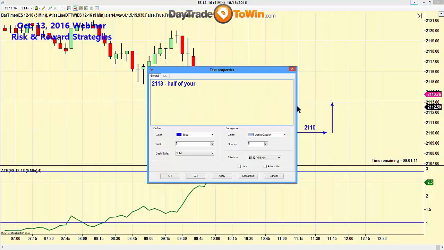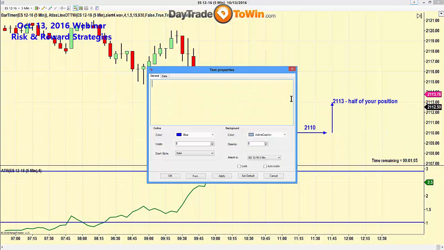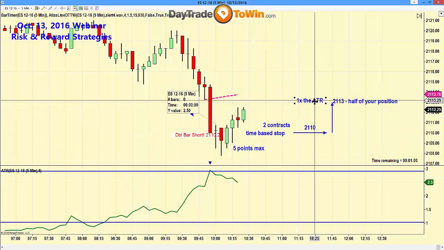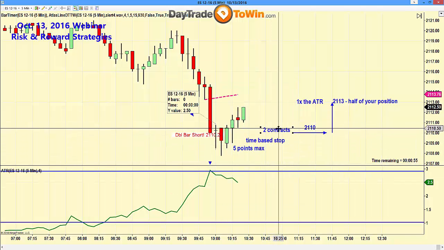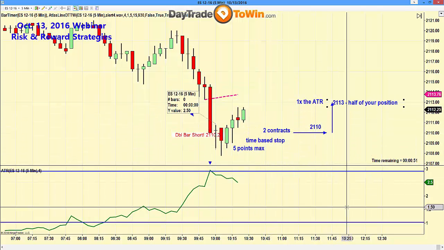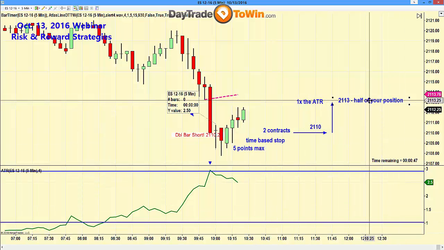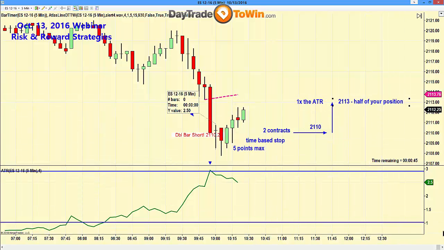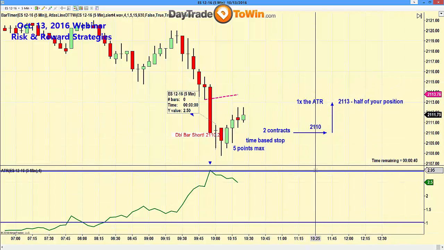of your position is removed. So once the market makes 1 times the ATR, consider 1 contract, if you have 2, consider 1 contract off the table. So you start off at 21.10, the market makes 1 times the ATR, which is the anticipated target based on the current conditions. Let's say it's 3 points. Half of your position is taken off. You're left with half remaining, or 1 contract. Everybody okay with that so far?